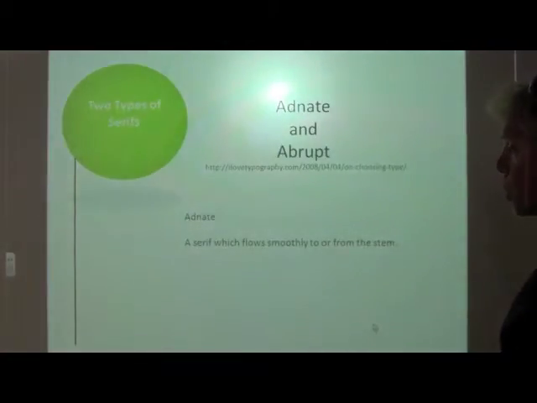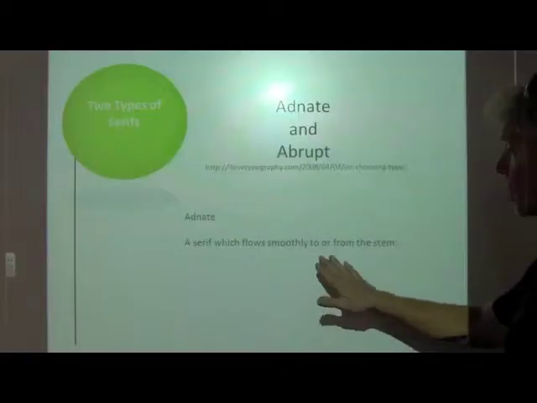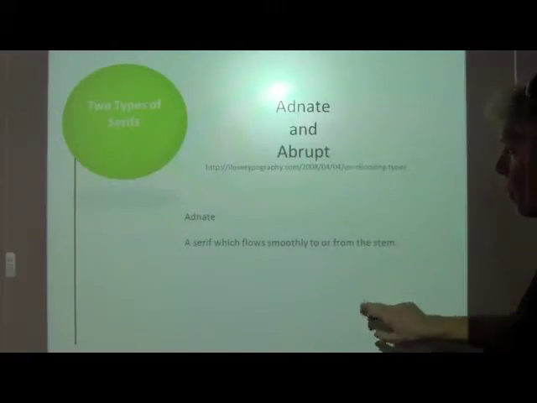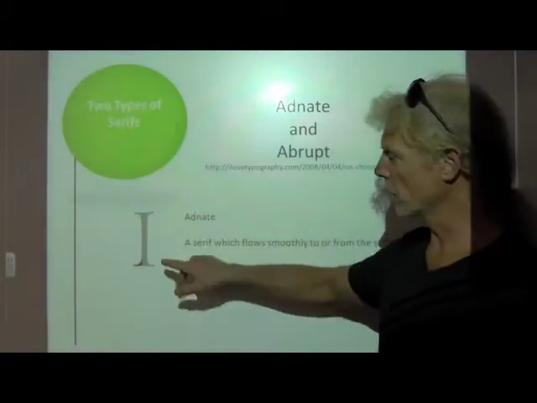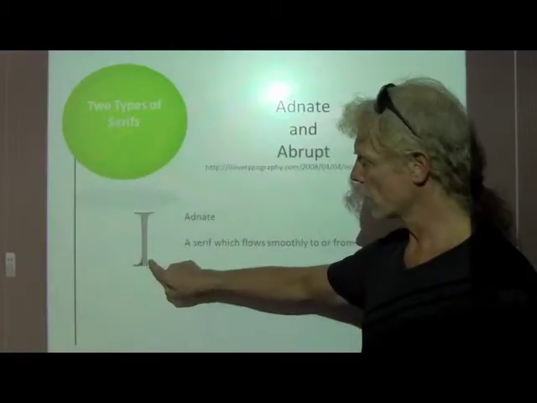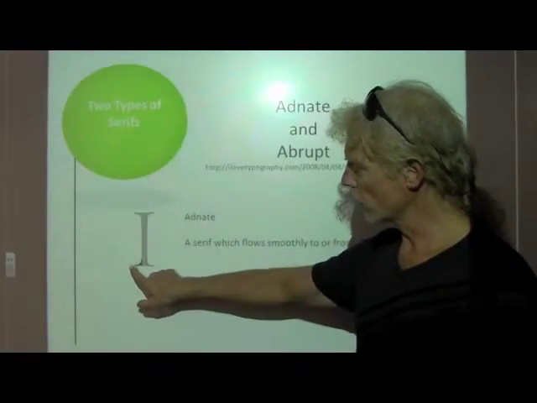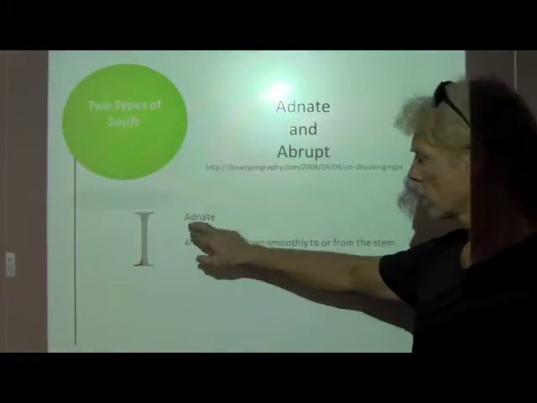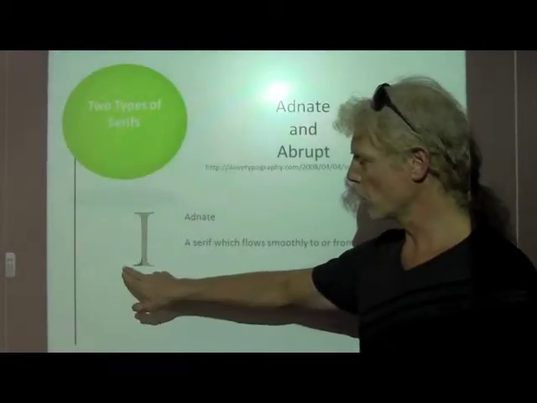Adnate is a serif which flows smoothly to or from the stem. And here is an example of the letter I. You can see the serif and the transition from the stem is a smooth one.